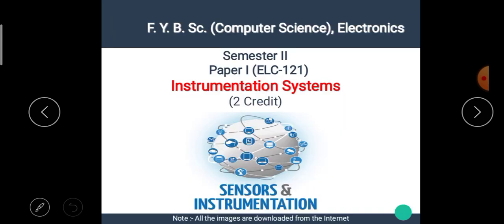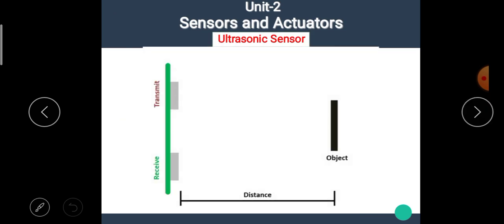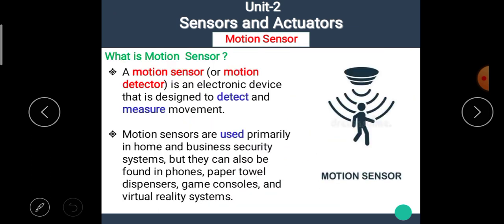In the previous video, we have seen the concept of the ultrasonic sensor and its working. The link of the previous video is available in the description box. Please check it. Now, in this video, we are going to see the next type of sensor, named the motion sensor. As the name implies, this motion sensor detects the motion of the object. Okay, now let's see more details about the sensor.